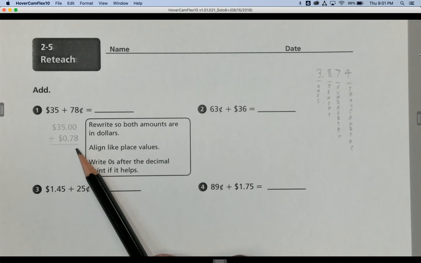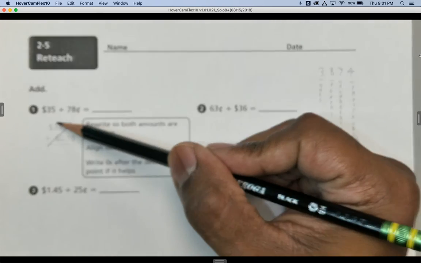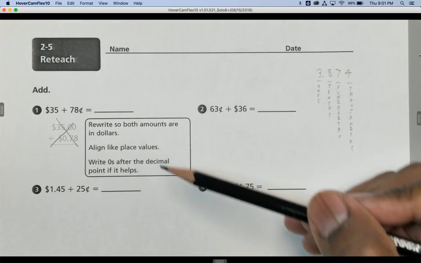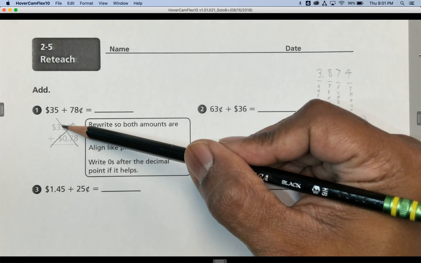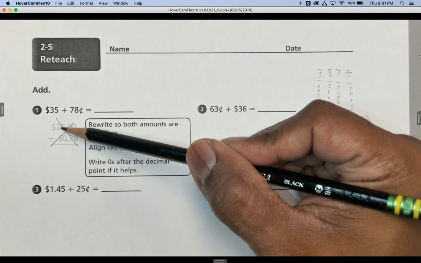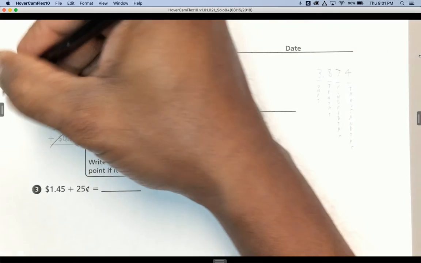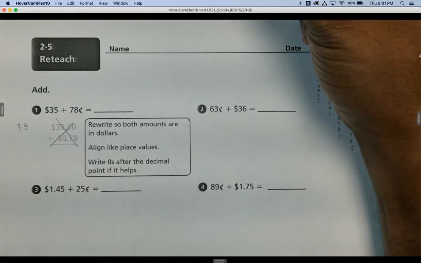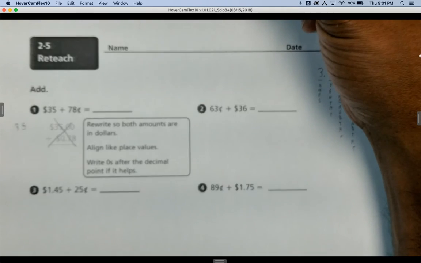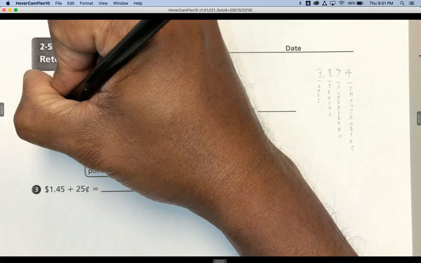The part that I don't like about how it's been rewritten is that it's not really lined up. In other words, I don't see the decimal point lined up with the decimal point. I don't see the 5 and the 0 lined up in the ones position. So I would not rewrite it like that. Here's how I would rewrite it. $35 is like plain old 35. I've got a 3 in the tens place and I've got a 5 in the ones place. 78 cents, I've got a 7 in the tenths place. I've got an 8 in the hundredths place.